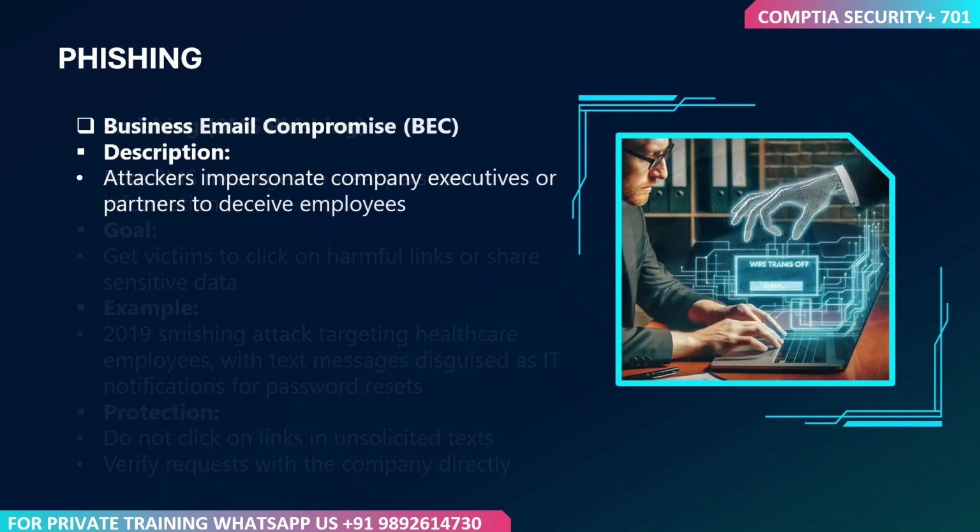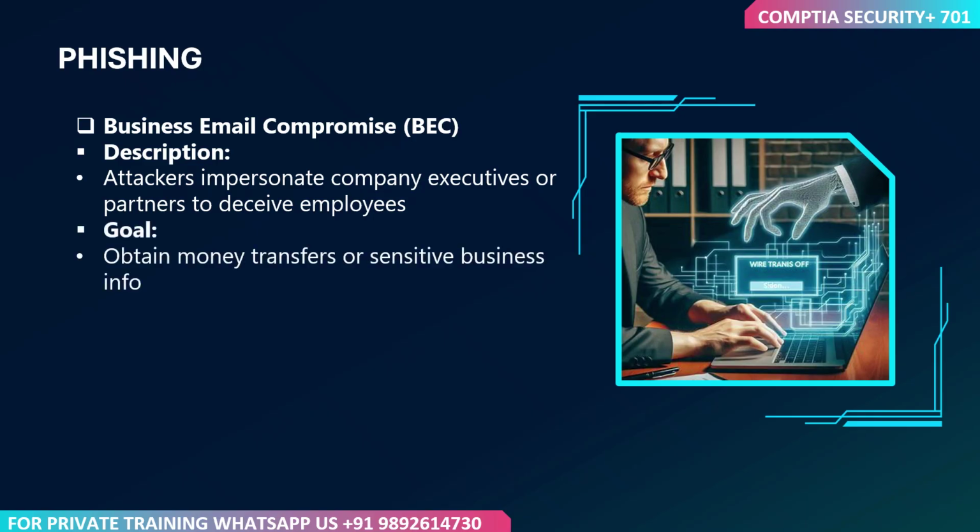Business email compromise, that is BEC. It is a type of social engineering attack that targets businesses and organizations. Cybercriminals impersonate executives, suppliers, or business partners to trick employees into transferring money or sensitive information. Here's how it works. The attacker starts with email spoofing.